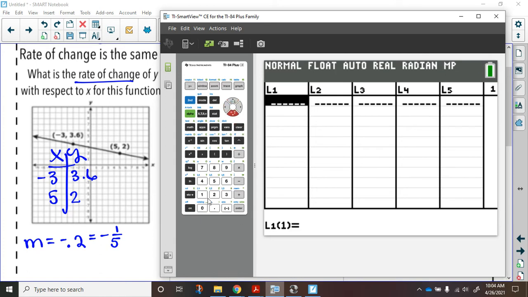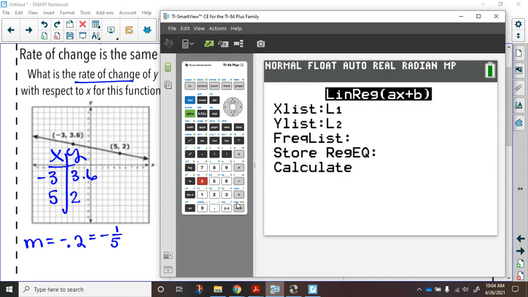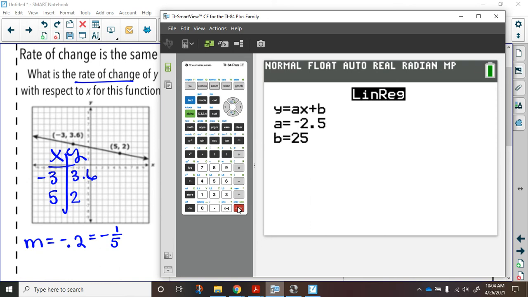Alright, so I have 2 and 4 are my x's, 20 and 15 are my y's. Stat, calc, 4, enter 5 times. So for this one, our slope would be negative 2.5. And essentially for this problem, what it means is that the student's lunch account is going down with the number of lunches purchased.